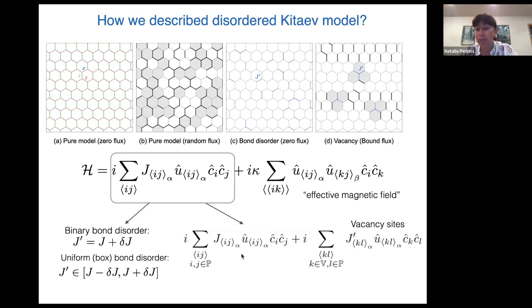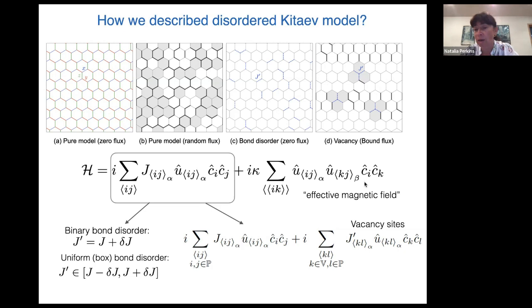We can also, if we want to consider vacancy, then we can divide this first term into two types of terms, those in the regular places and another, the second term around the vacancy, and then this J prime will represent how the central site in the vacancy is coupled to the rest of the system. We will also discuss the effect of magnetic field, but we want to stay in the exact solution.